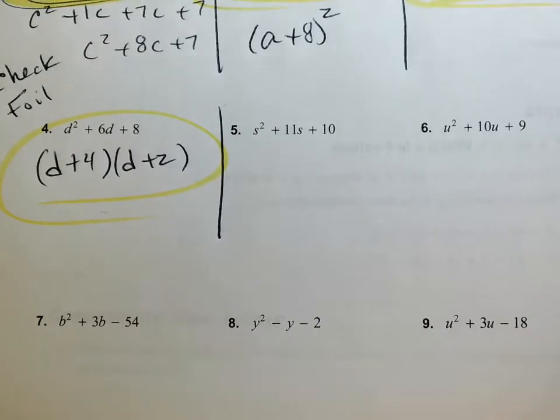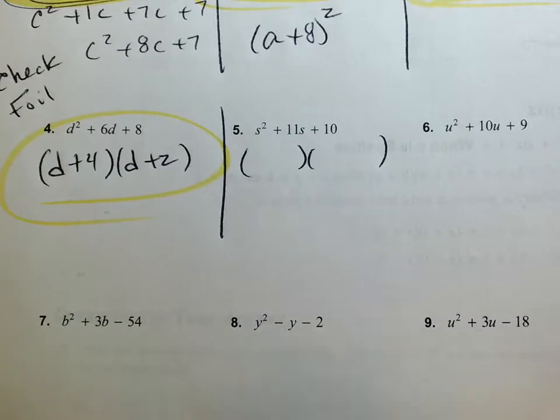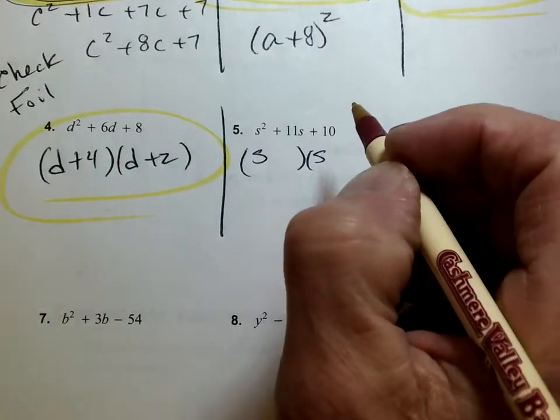Number 5. Let's do 5 real quick, right? Parentheses, parentheses. Thanks, Luke. Thank you. S and S, right? You guys agree? S and S?